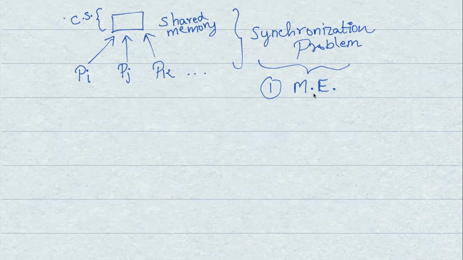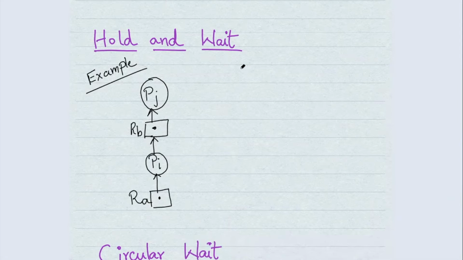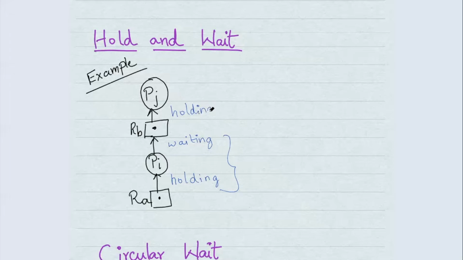Fine. So what is the second condition now? Here is an example for hold and wait. So there is a process PI and process PJ, right? So PI is holding resource A and waiting for resource B. This is known as hold and wait. So process PI is holding resource A and waiting for resource B. Process PJ is holding resource B, right, to complete its task. After it completes its task, it releases the resource RB. Then PI, which is waiting for RB, can take up this resource. So both these are single instance resources. So this is the concept of hold and wait.